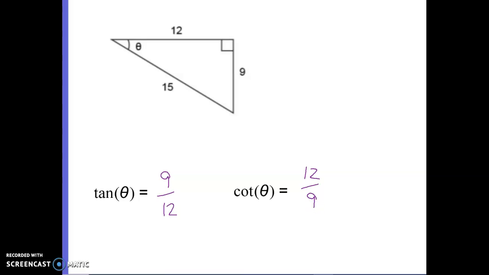And I'll simplify both of those, dividing by 3. 3 goes into 9 3 times. 3 goes into 12 4 times. And then for cotangent, I'll simplify both of those as well. 12 divided by 3 is 4. 9 divided by 3 is 3. So for tangent, I got 3 over 4. And for cotangent, I got 4 over 3. They are reciprocals of one another. They flip each other upside down.